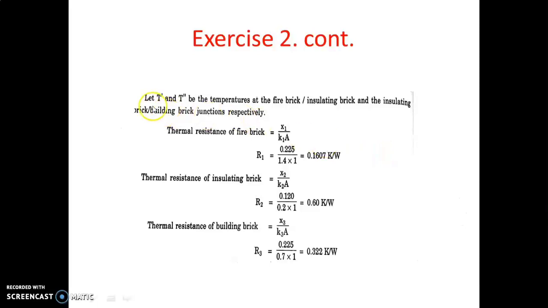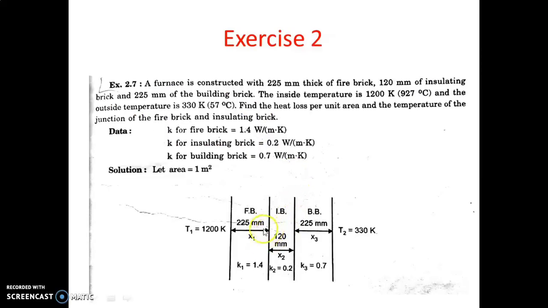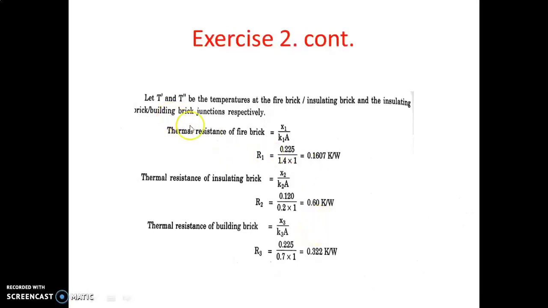So let T dash and T double dash be the temperatures at the junction of fire brick and insulating brick, and the junction of insulating brick and building brick, respectively. That means here are T dash and T double dash. Then we know that before going to the calculation of heat transfer loss, we have to calculate the thermal resistance.